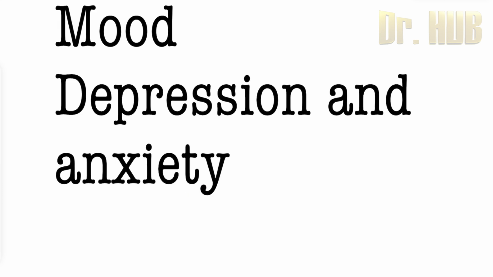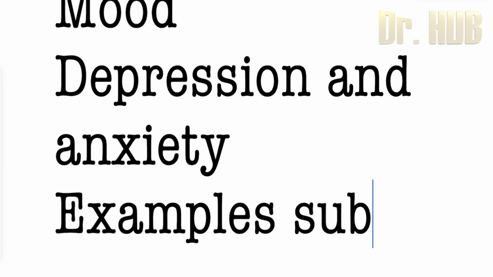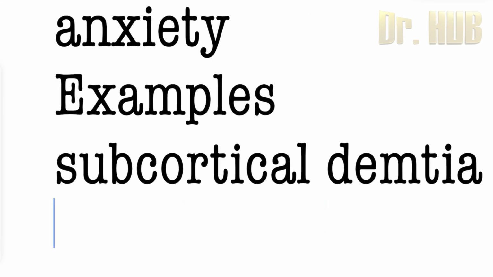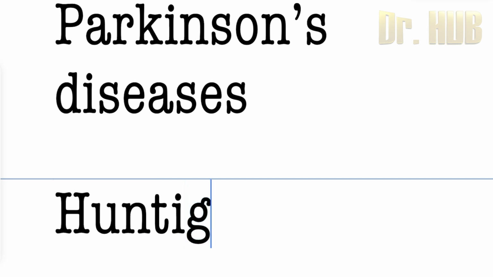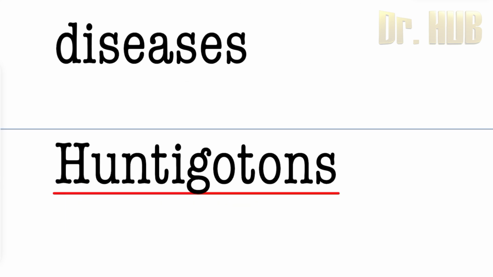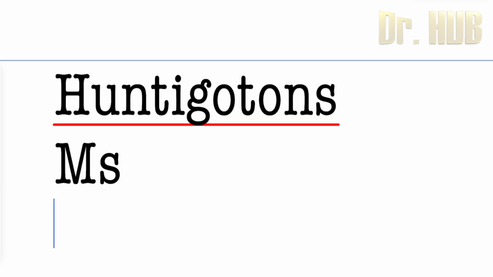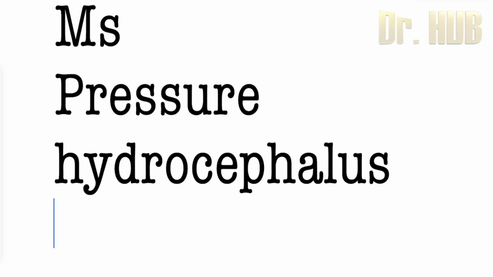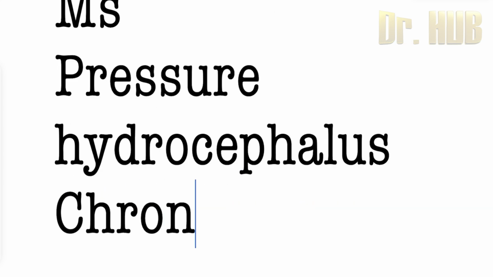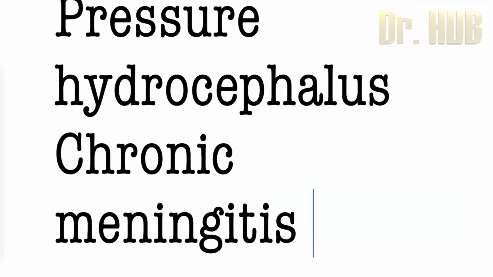Now what are the examples of subcortical dementia? Examples include Parkinson's disease, Huntington's disease, multiple sclerosis, HIV, normal pressure hydrocephalus, as well as progressive supranuclear palsy, as well as chronic meningitis.